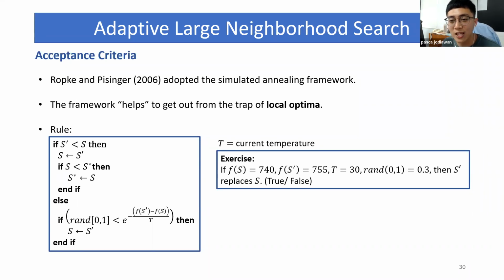Okay, so thank you, Mrs. Tina. The answer is correct that the newly generated solution replaces the old solution, because when we compare 0.3 with 0.6, 0.3 is for sure less than 0.6, so the newly generated solution replaces the old solution. Okay, then.